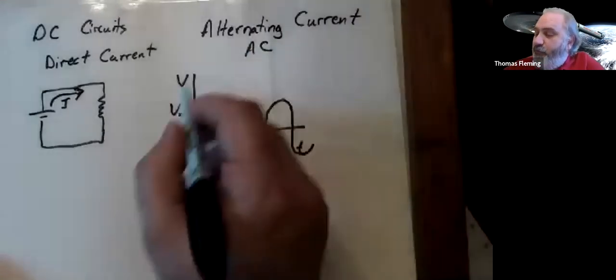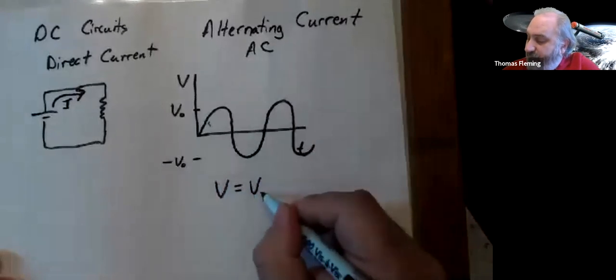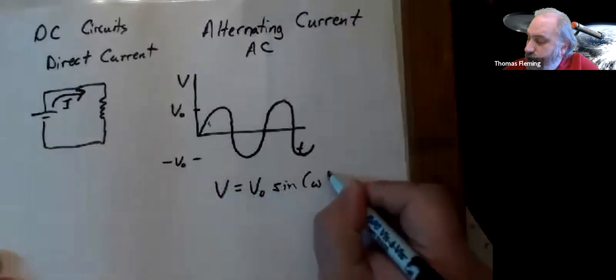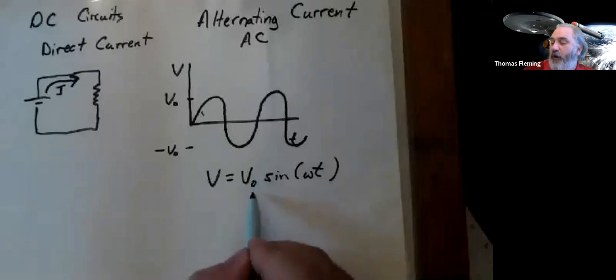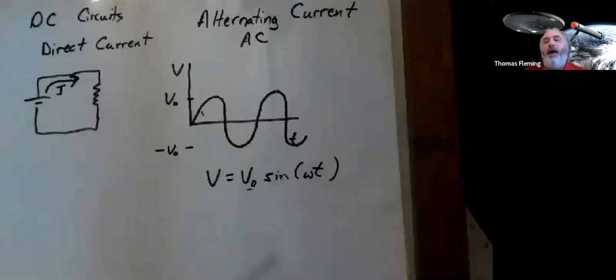So here your voltage would look like something like this, where V naught is the maximum amplitude of my voltage. And omega is a number called the angular frequency. We saw this sort of stuff last semester when we did oscillations.